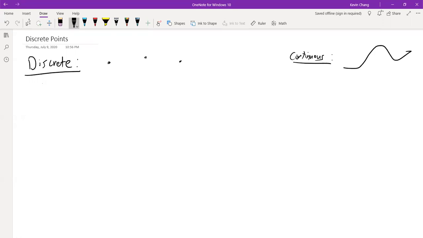So a discrete set of points would be something like this. These points are not connected. They are data, maybe from a curve, but they're not connected and they're certainly not continuous. So that is what it means to be discrete. So why is discrete useful in mathematics?